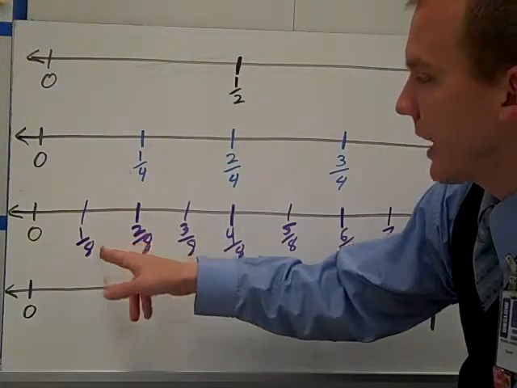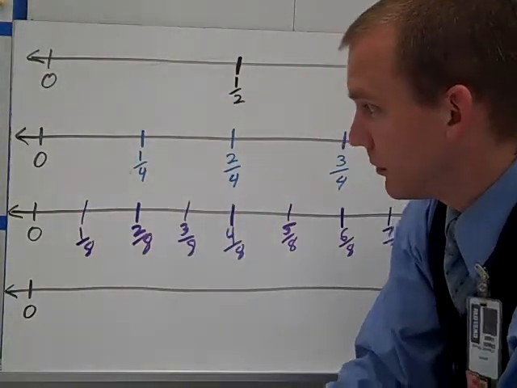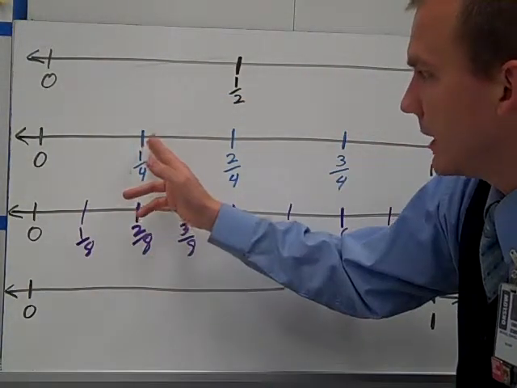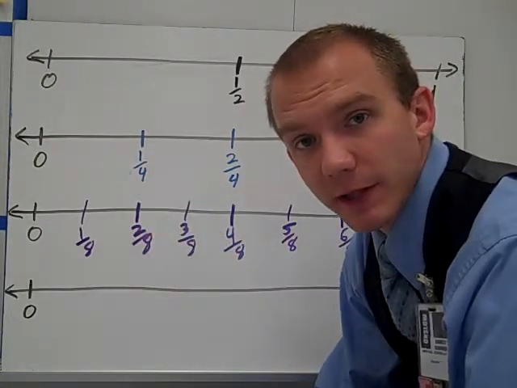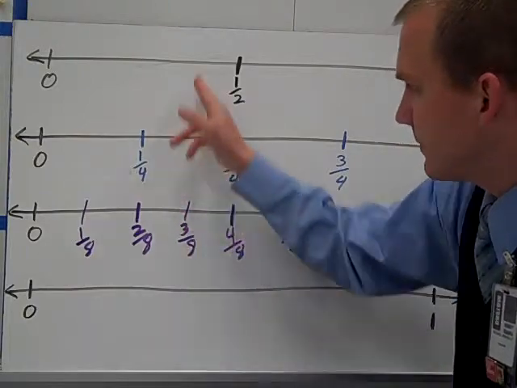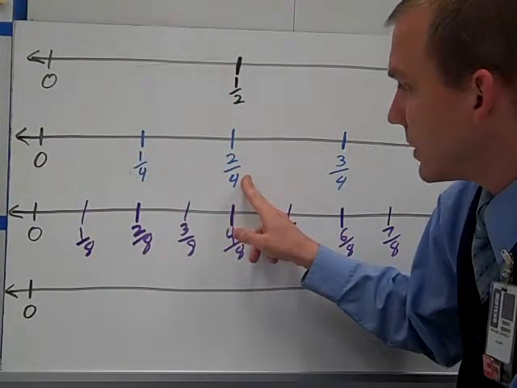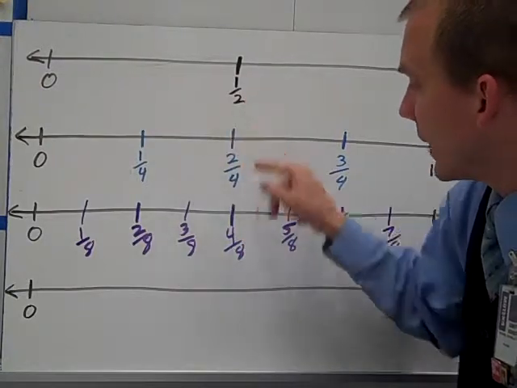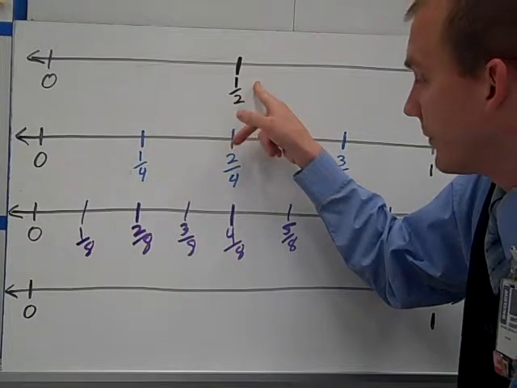Alright, so you have 1/8, I go up, and there is no equivalent fraction. I have 2/8, I go up, and it's right even with 1/4. So I know that 2/8 and 1/4 are equivalent, they're the same. 3/8, nothing. 4/8 is equal to 2/4, which means it's also equal to 1/2. So 4/8 you could say is the same as 2/4 or is the same as 1/2.